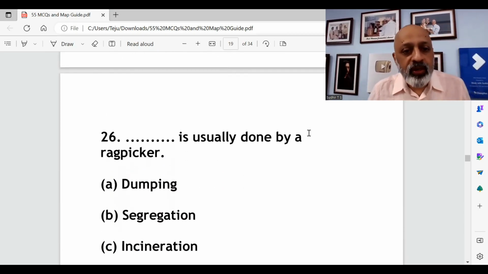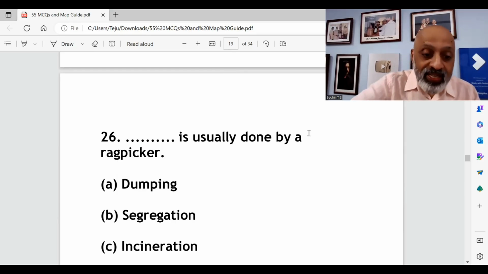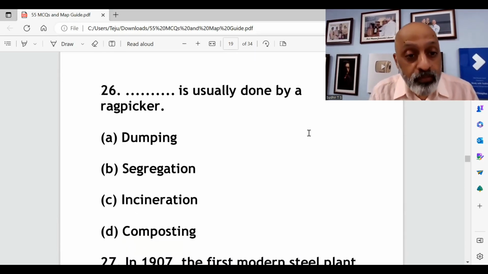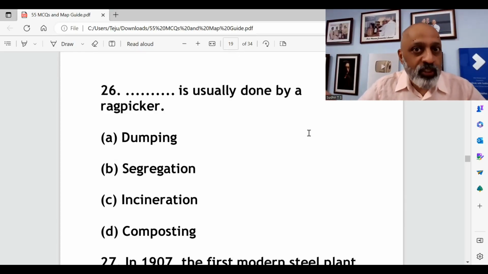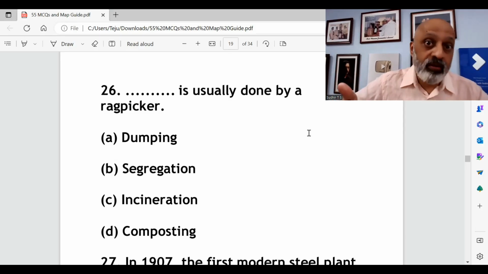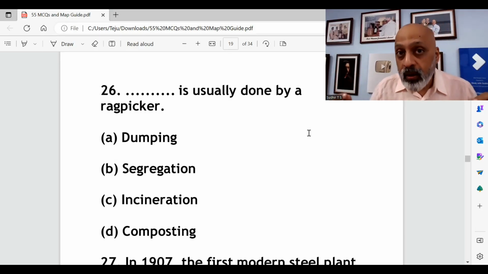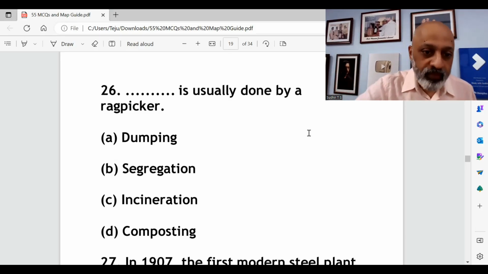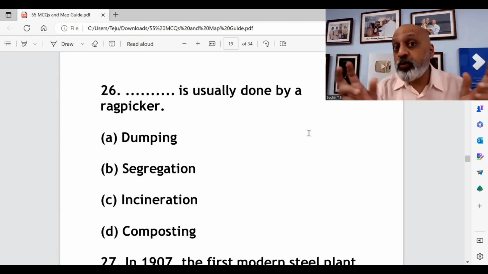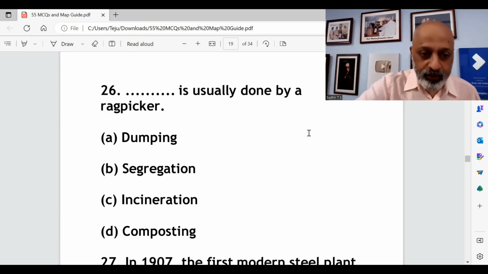Dash is usually done by a rag picker. Is it called dumping? Is it called segregation? Is it called incineration? Or is it called composting? The correct answer is segregation, because a rag picker segregates what is needed, what is not needed, what he can recycle, what he cannot recycle, right? So rag picker यही काम करते हैं. इस तरह का वेस्ट मैनेजमेंट का काम रैग पिकर्स करते हैं. Okay.